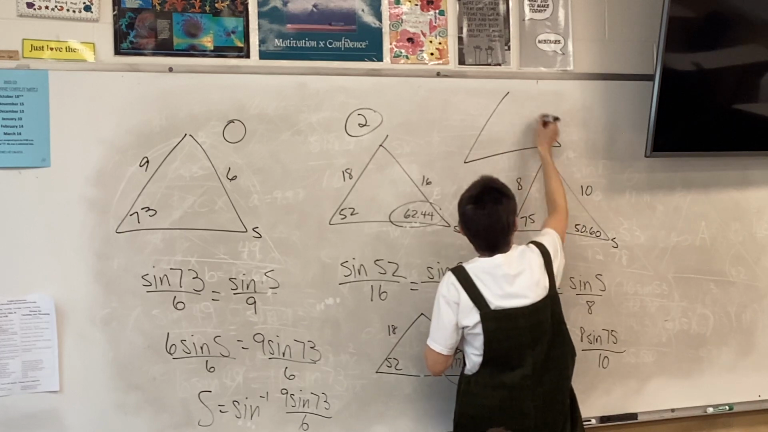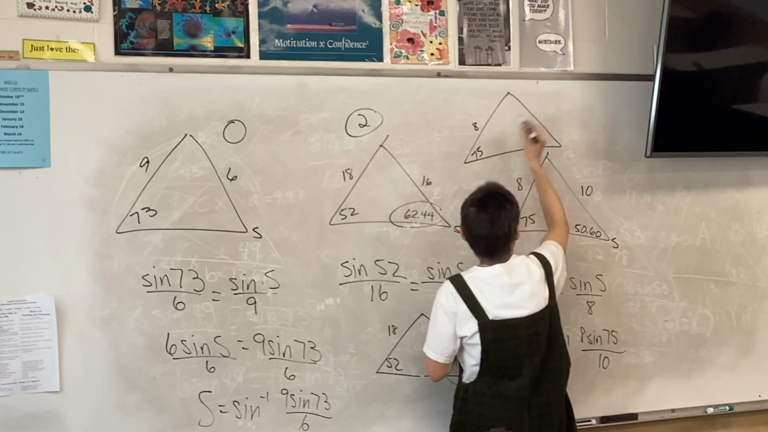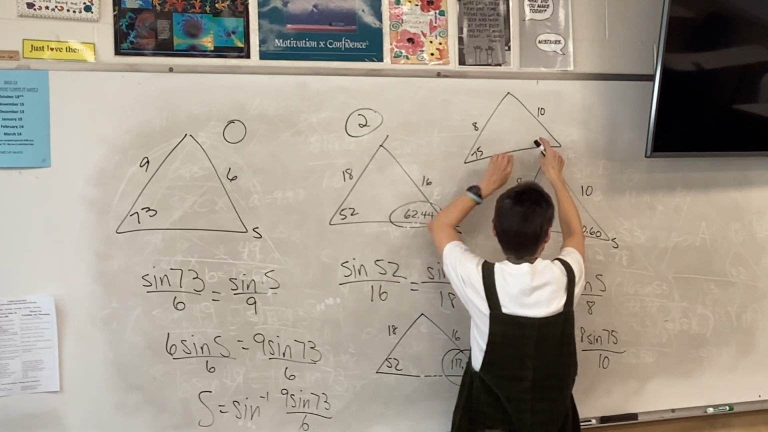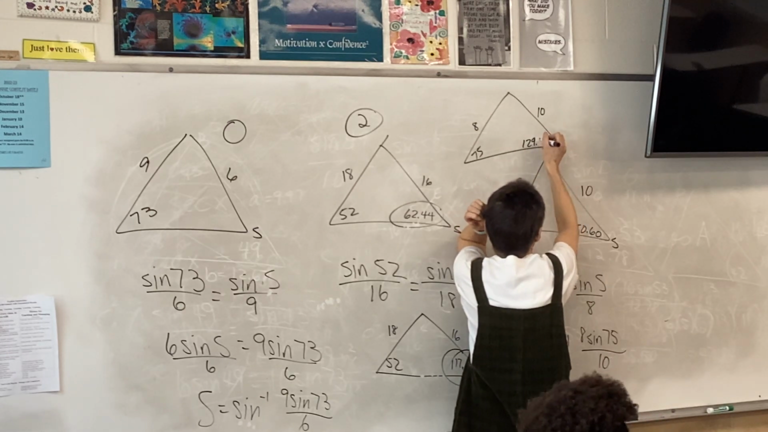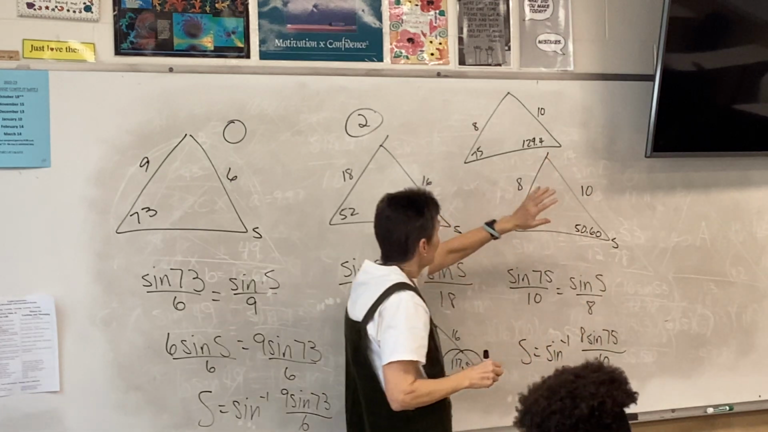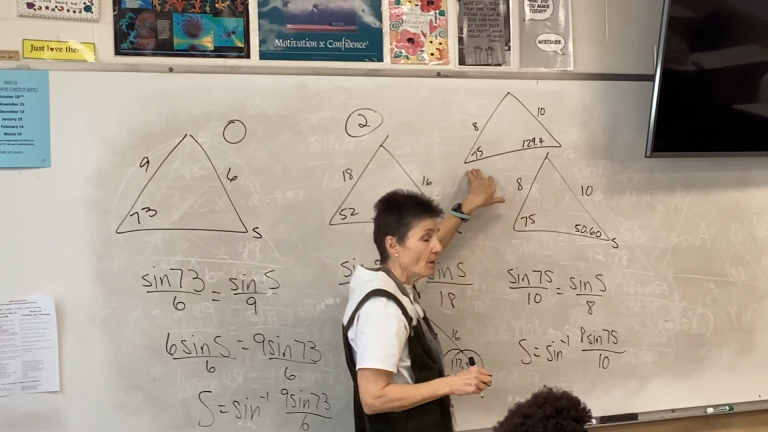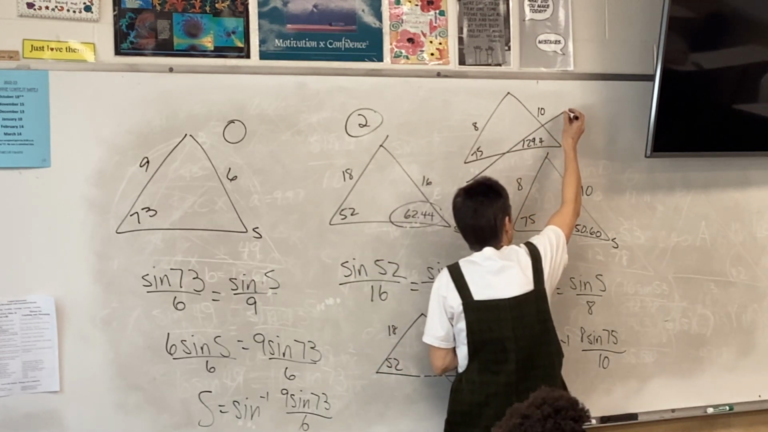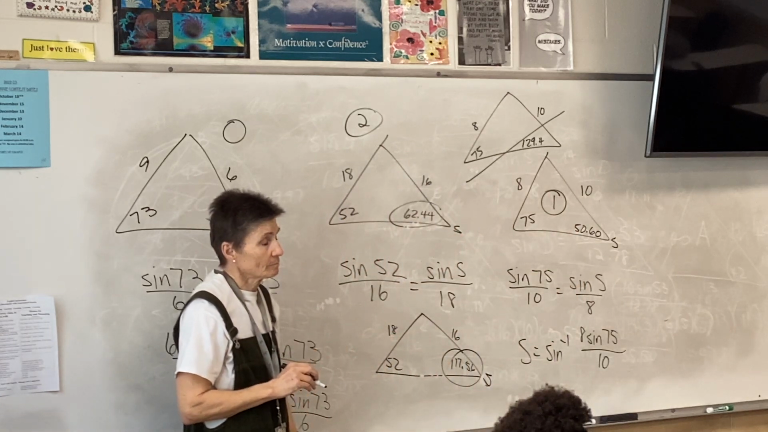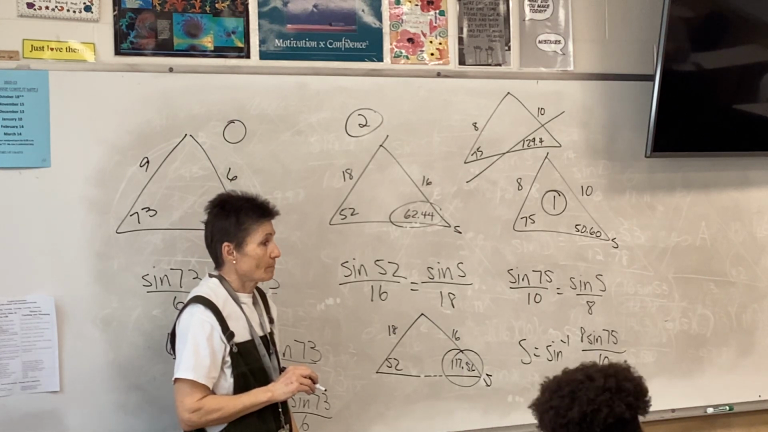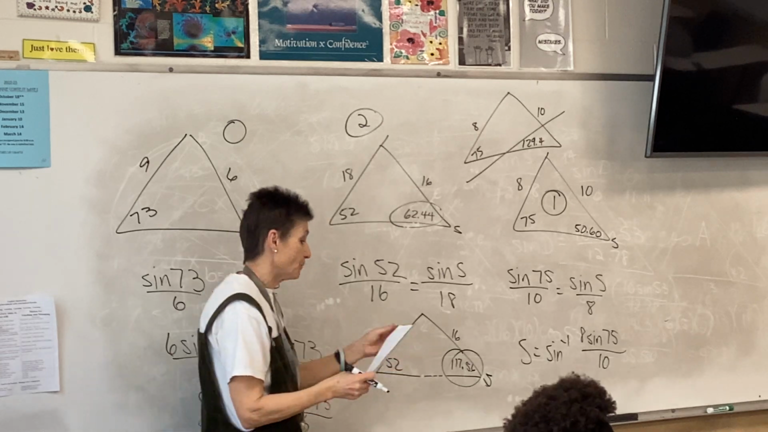So immediately I draw a second triangle with the 75, the 8, and the 10. But then this angle right here would have to be 129.4. Wait a second. Can that be 129 if the original angle over here is 75? No. So that one doesn't work, and this one has 1 possible triangle. Everybody okay with that? All right, page 2.